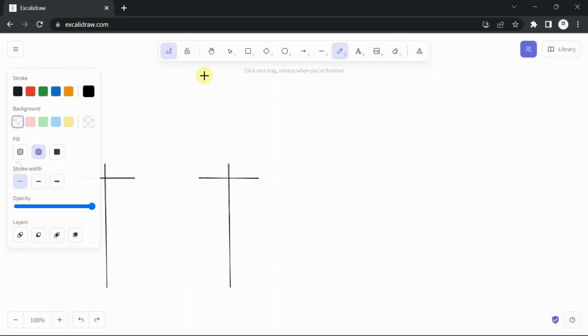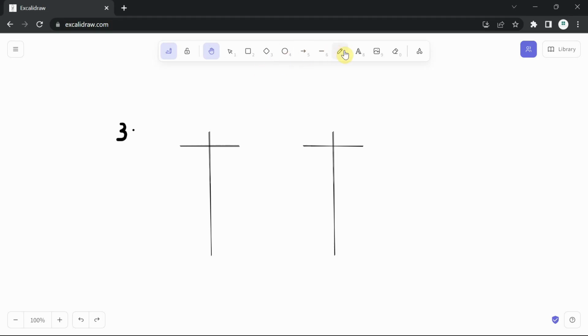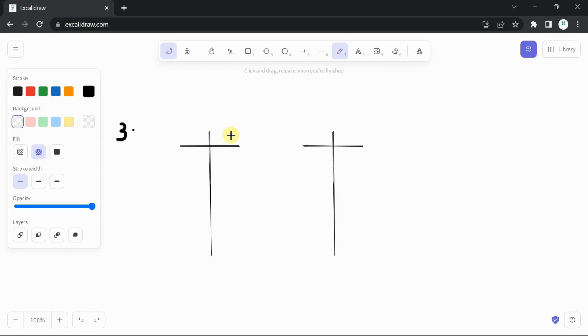So we want to find the HCF of 48 and 60. So we have 48 here and we have 60 here. So let's do the division. 2, this is 24. 2, this is 12. 2, this is 6. 2, this is 3. Then we move to 3, this is 1.